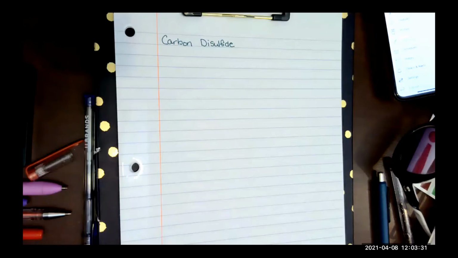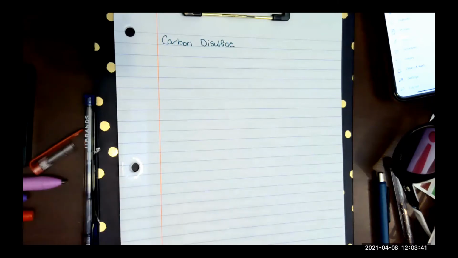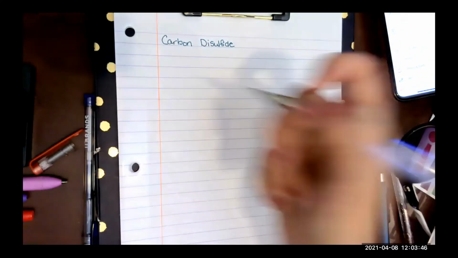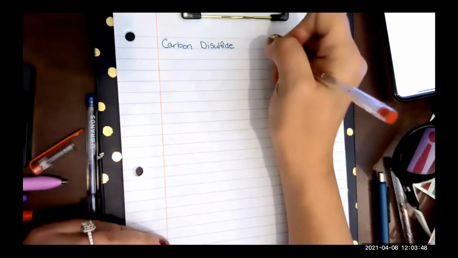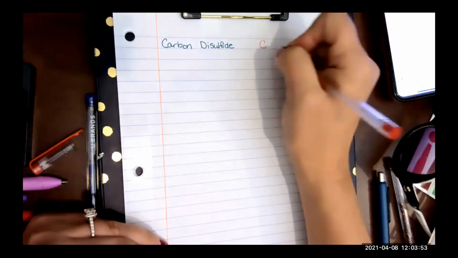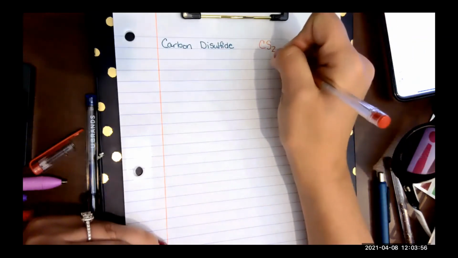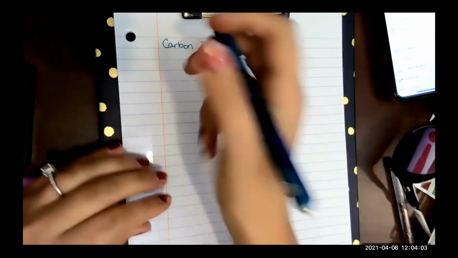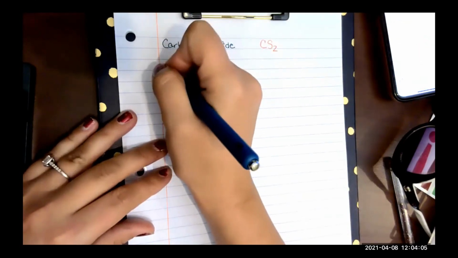Okay, so now we're going to do the Lewis structure for carbon disulfide. I put this in words, so the very first thing you have to do is write the formula. Carbon is the first word. There's no prefix, so there's 1 carbon. Disulfide, 2 sulfurs. So S2. Once you have it written down, you can go ahead and do your electron count.